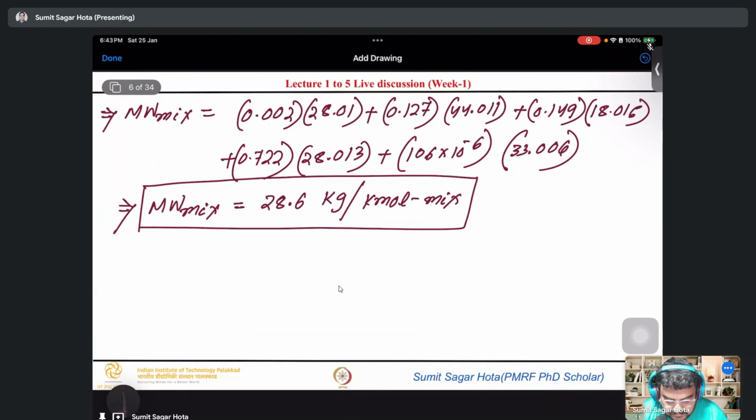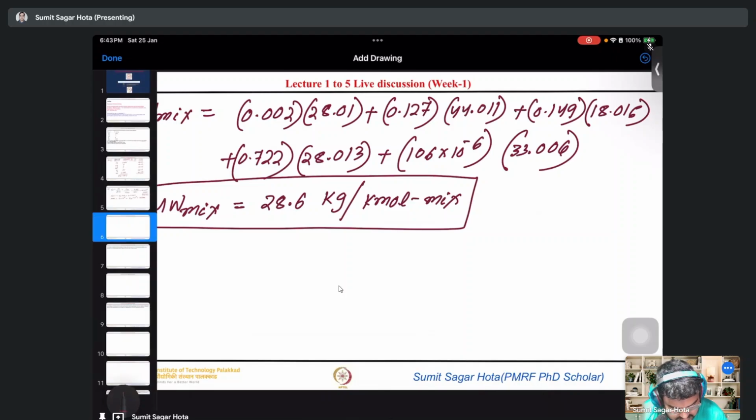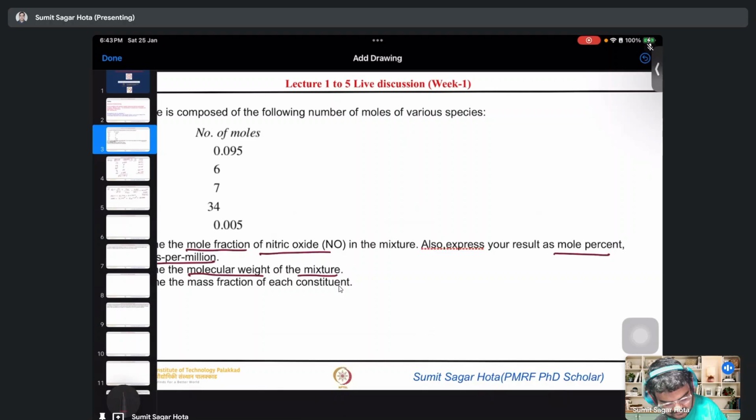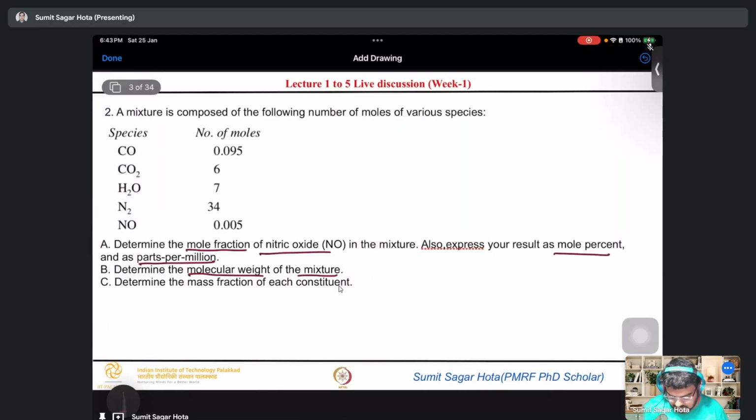So what is the next bit? We need to find out the mass fraction of each constituent species. Mass fraction of each constituent means we have to find out the Y of CO, Y of CO2, H2O, N2 and NO.